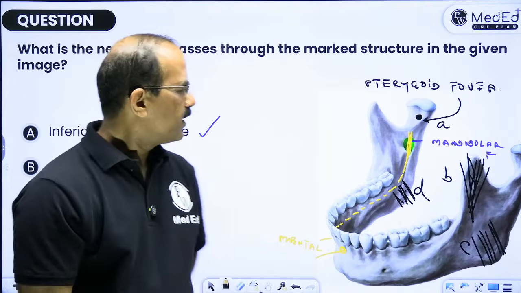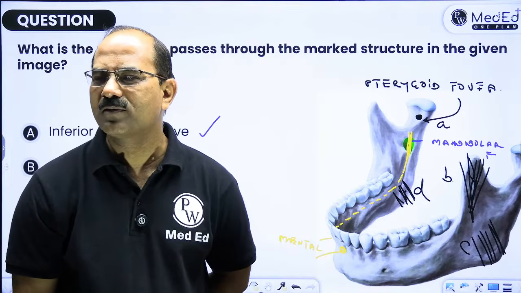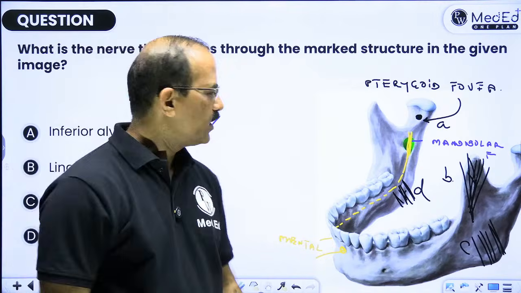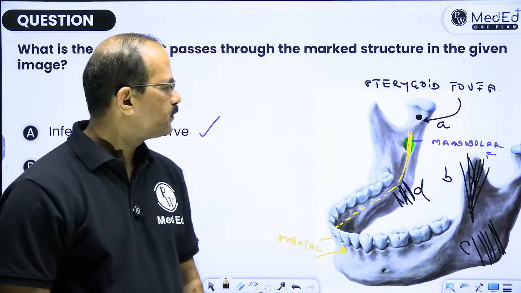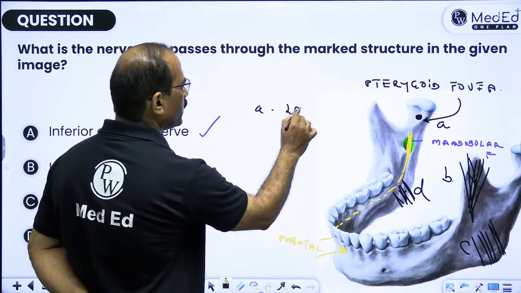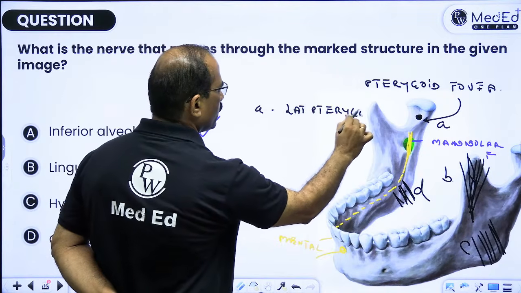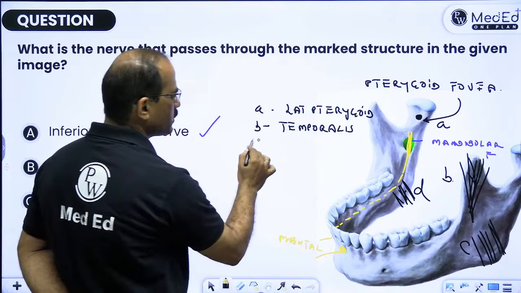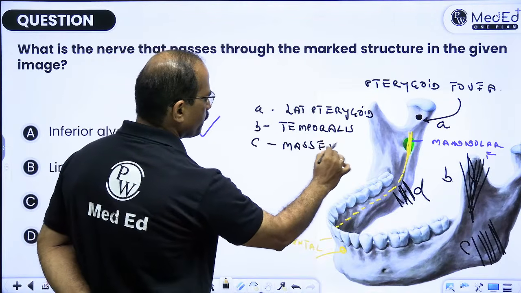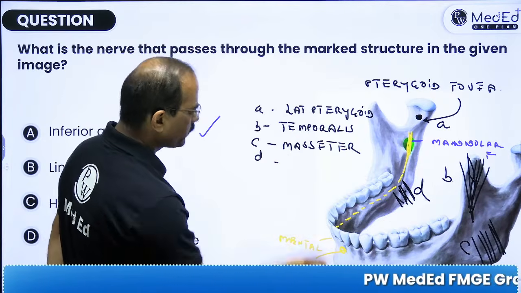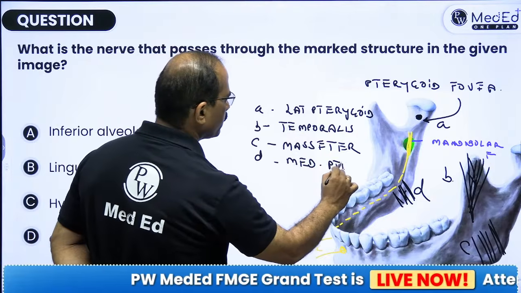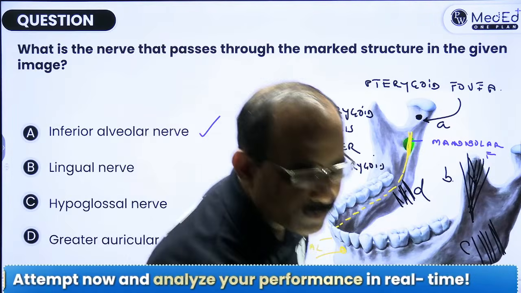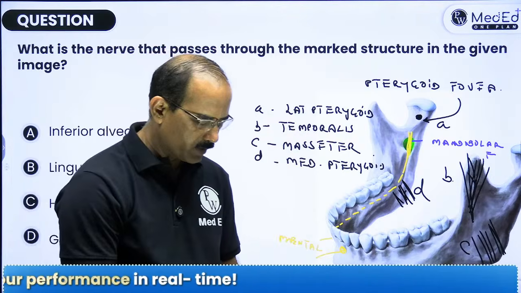Any guesses? What is masseter? Which number? Nikhil, which number are you saying? Which muscle is it? Yes, very good. B is not masseter, children. A is lateral pterygoid. B is temporalis. C is masseter. And D is medial pterygoid. Okay, so these are the muscles of mastication which are attached to the mandible. Remember this.